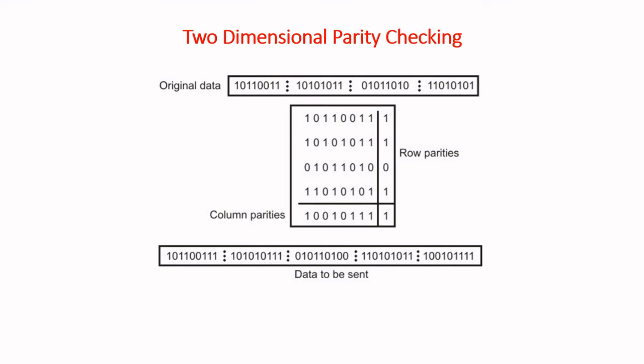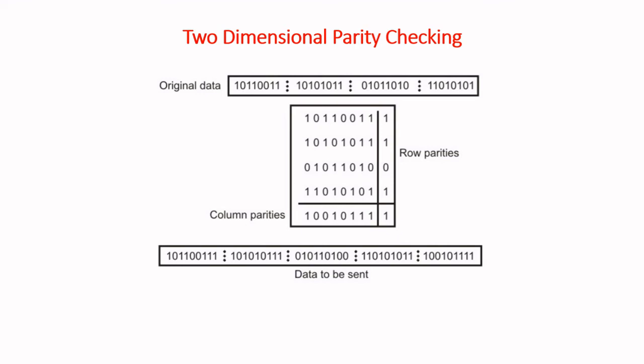Okay, so in the data to be sent, what is written here? The first row value 101100111, and after that it is separated by the second row, 101011011. So how many data words, code words are there? 1, 2, 3, 4, 5. This data is sent to the receiver in this way.